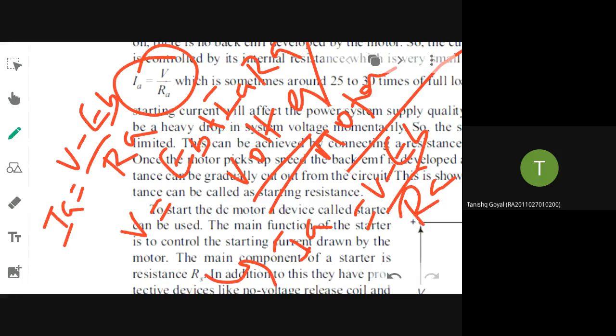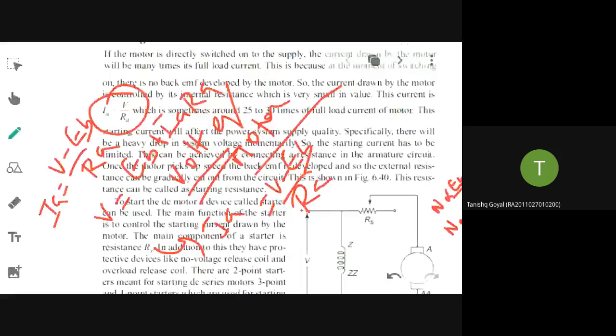But suppose you connect the machine directly to the DC supply. Initially, at the starting condition, will there be any back EMF or no back EMF? There will not be any back EMF, so EB will be 0. So IA will simply be V divided by RA. And the armature resistance is also very small.